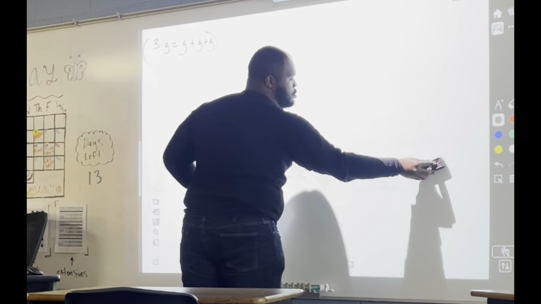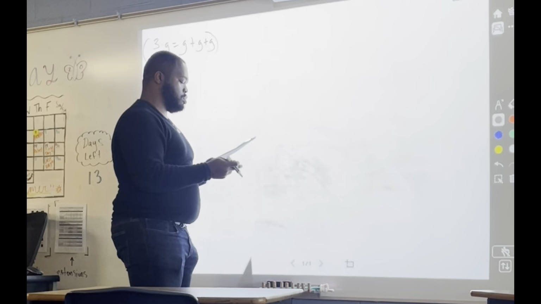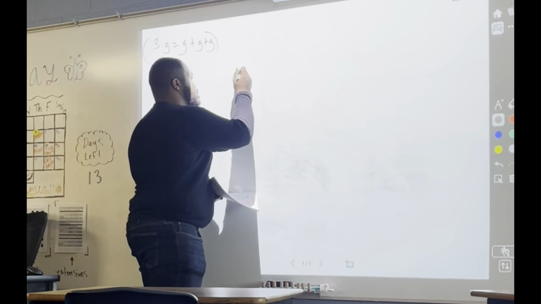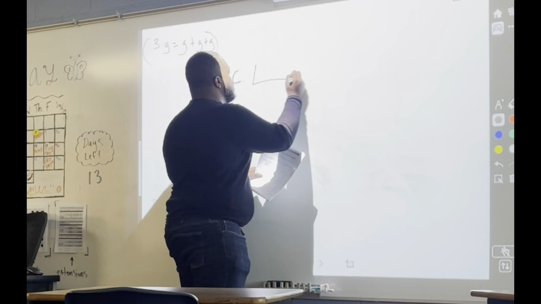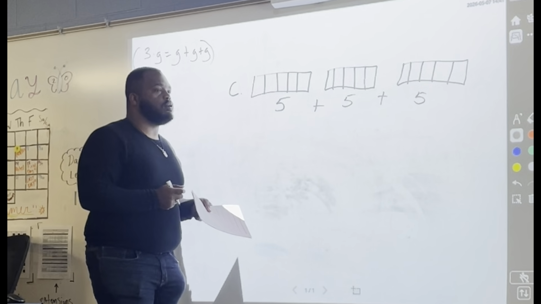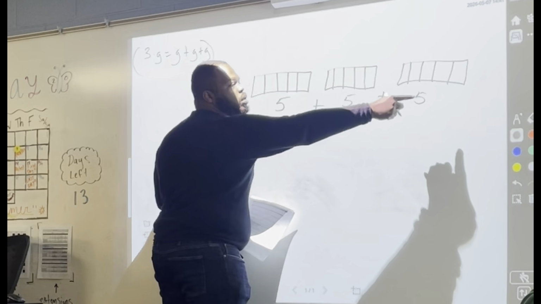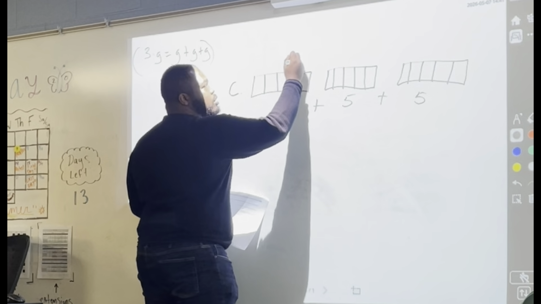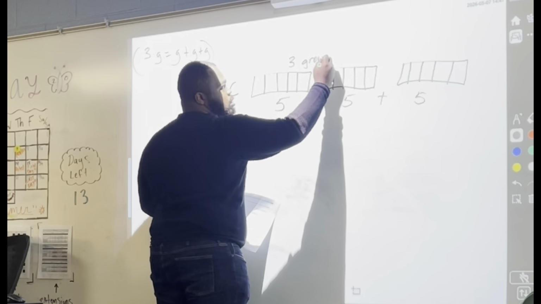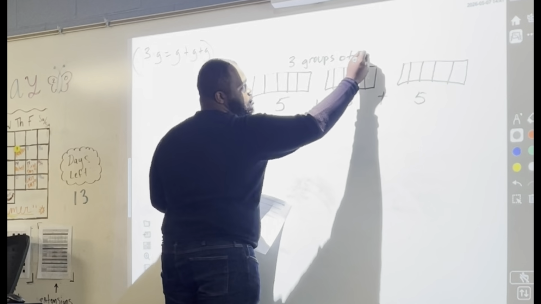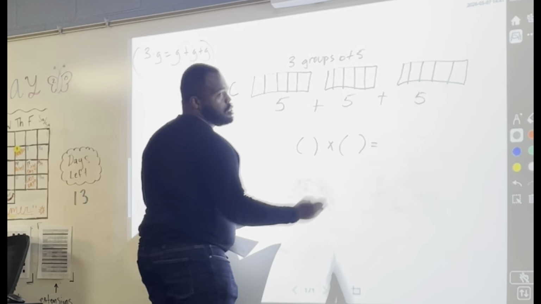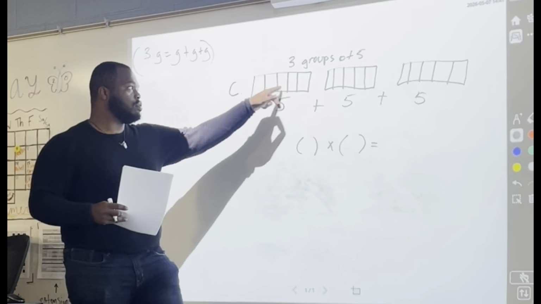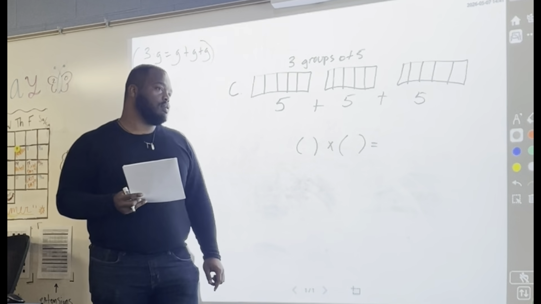All right, last example. So we have C. We have 3 rectangles. So 5 plus 5 plus 5 equals 15, and we have 3 groups of 5. What will be our multiplication equation? So we have 3 groups of 5.